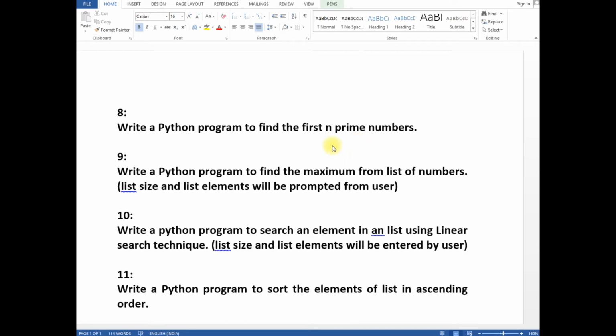Okay, students. So first of all, we'll solve this program. Write a Python program to find the first n prime numbers. So how to find prime numbers?